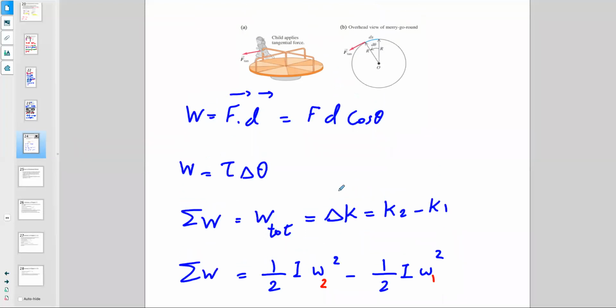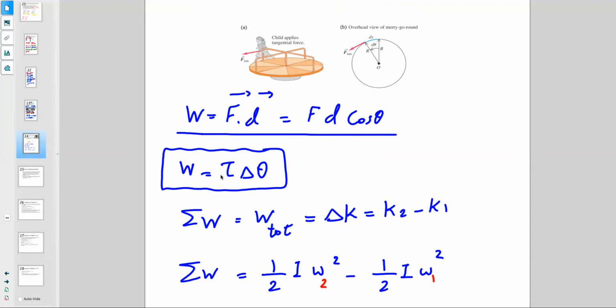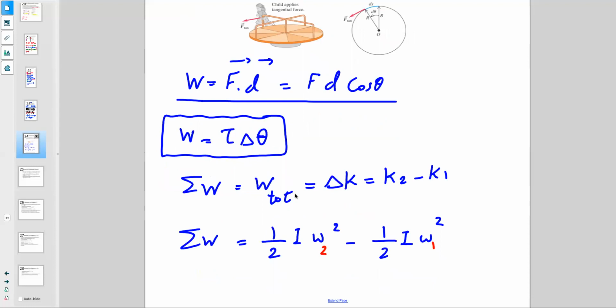So if you have a rotational type of motion, the force applied will do work, and that work, instead of having a linear type of relation, will have a rotational type of relation. So instead of force, I have torque, and instead of linear displacement, I have angular displacement, which is delta theta. And then the total work will still be equal to K2 minus K1. So total kinetic energy final minus total kinetic energy initial, which is half I omega squared.